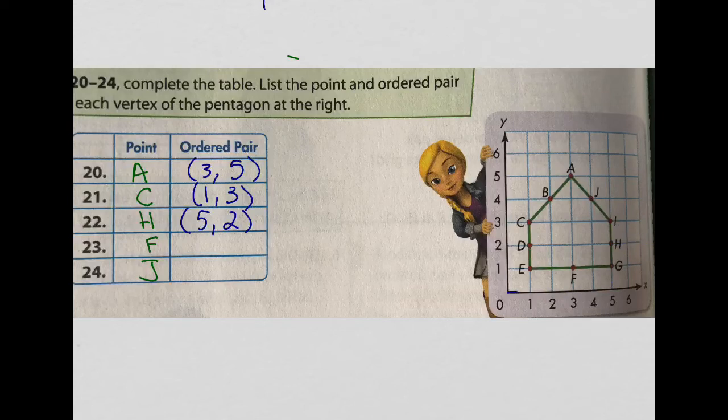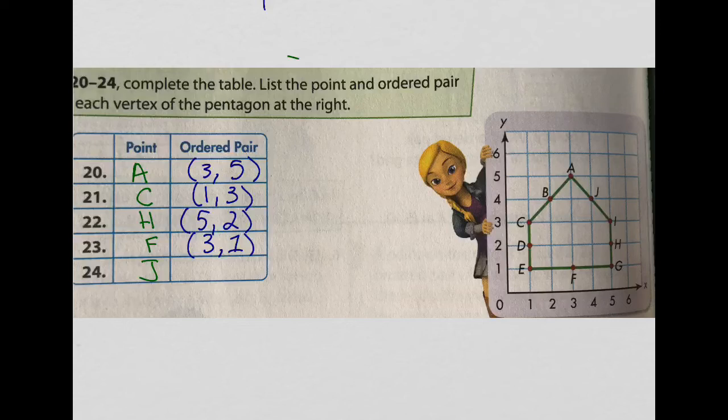All right, let's find point F. All right, point F, you are right here in the bottom middle. So I'm finding this point. Remember, x first, then y. So I'm going to start at the origin. 1, 2, 3 for point F for the x-axis. And then 1 for the y. It's only one space high on the y-axis, so my ordered pair is 3 for the x, 1 for the y.